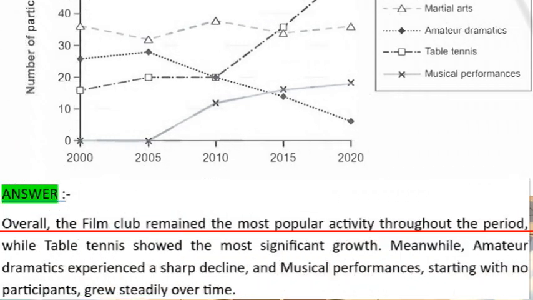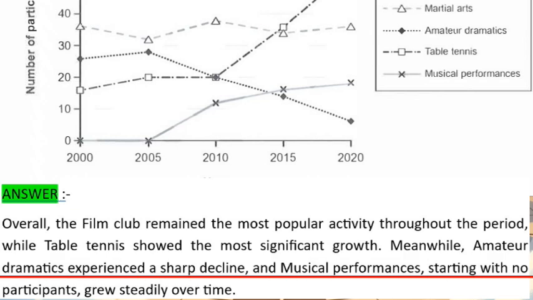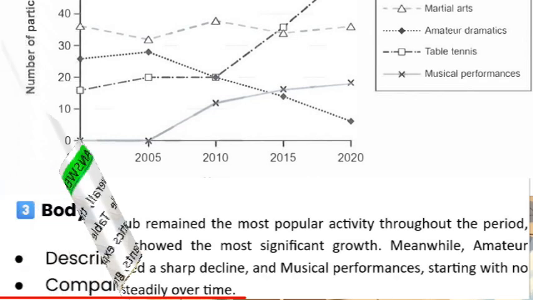Answer. Overall, the film club remained the most popular activity throughout the period, while table tennis showed the most significant growth. Meanwhile, amateur dramatics experienced a sharp decline, and musical performances, starting with no participants, grew steadily over time.